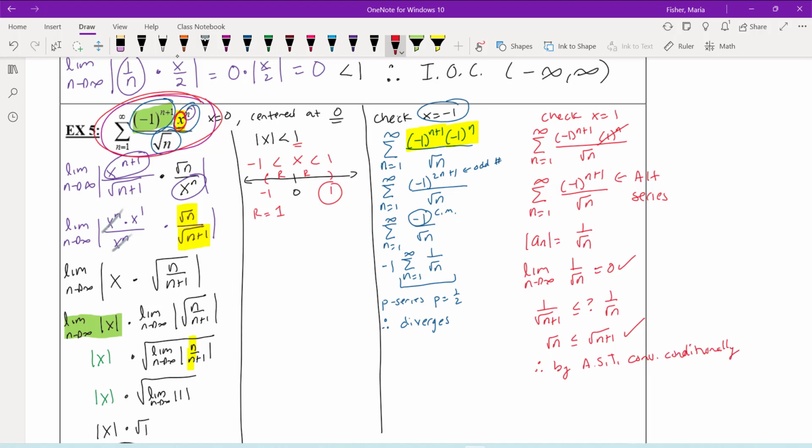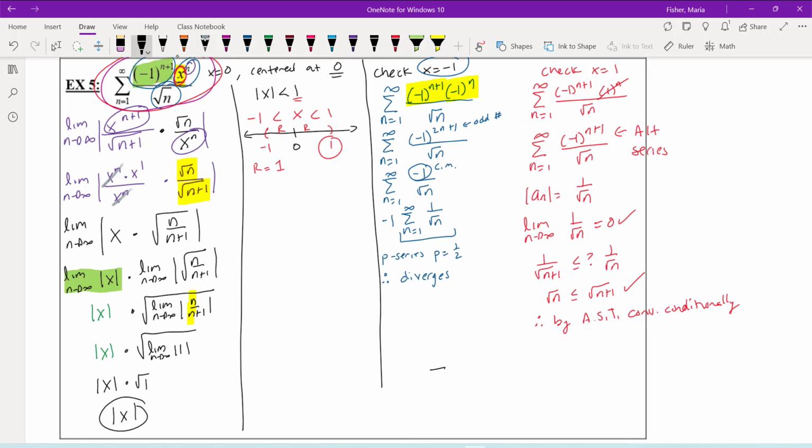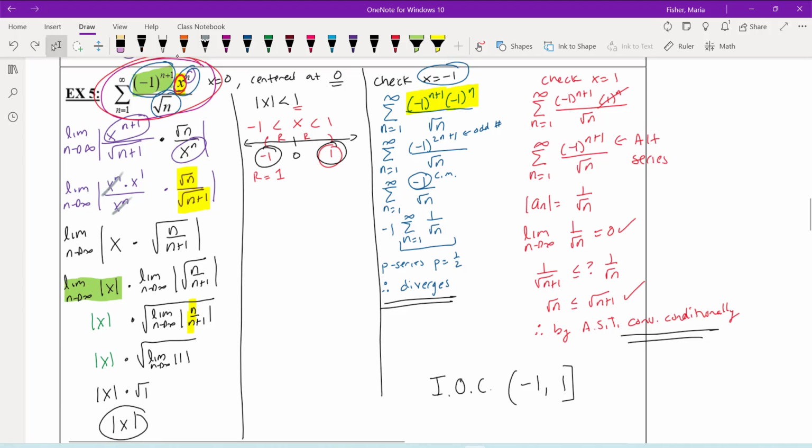Since we converge, when we're finding that interval of convergence, remember the numbers that we had were negative 1 and 1. At negative 1 we diverge, so that number gets a parenthesis. At 1 we converge, so that number gets a bracket. So the interval of convergence are the numbers between negative 1 and positive 1, not including negative 1 and including positive 1. What that means is that for this particular series, you can plug in the numbers between negative 1 and positive 1, not including negative 1, and that series is going to converge.